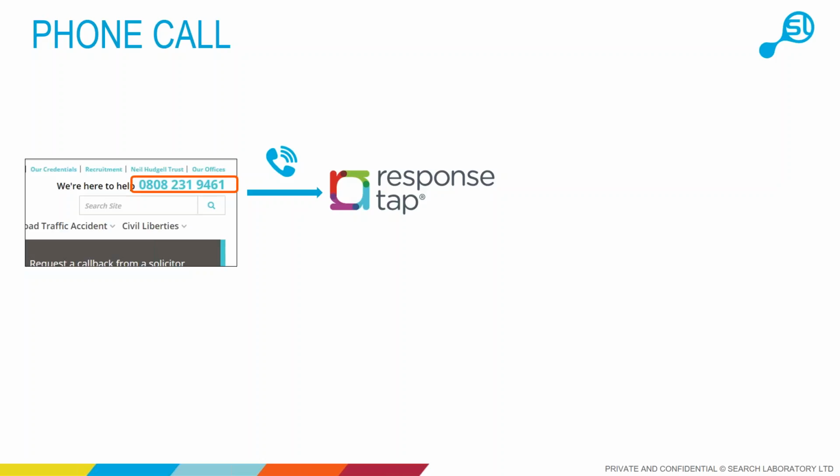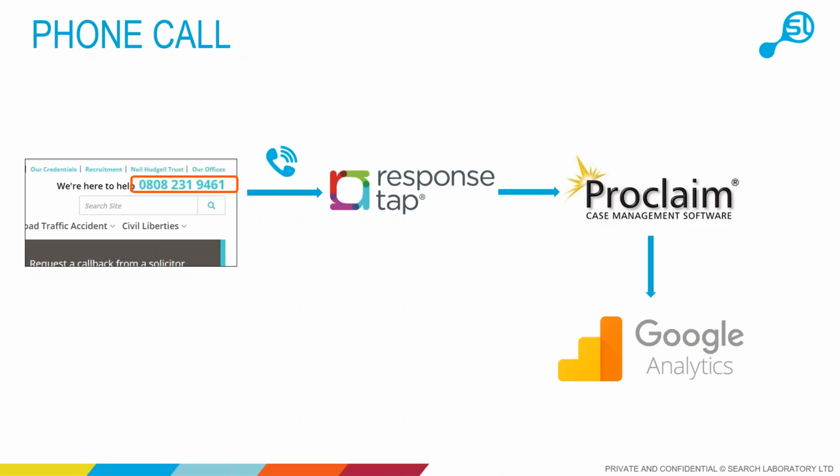So there's a bit of customization we had to do to push this client ID, because that's a non-standard dimension and a piece of data. But ultimately, we managed to get the client ID through the Response App system and into Proclaim, their CRM. And once we've got that, as I said before, we could push information about what happens offline into Google Analytics.